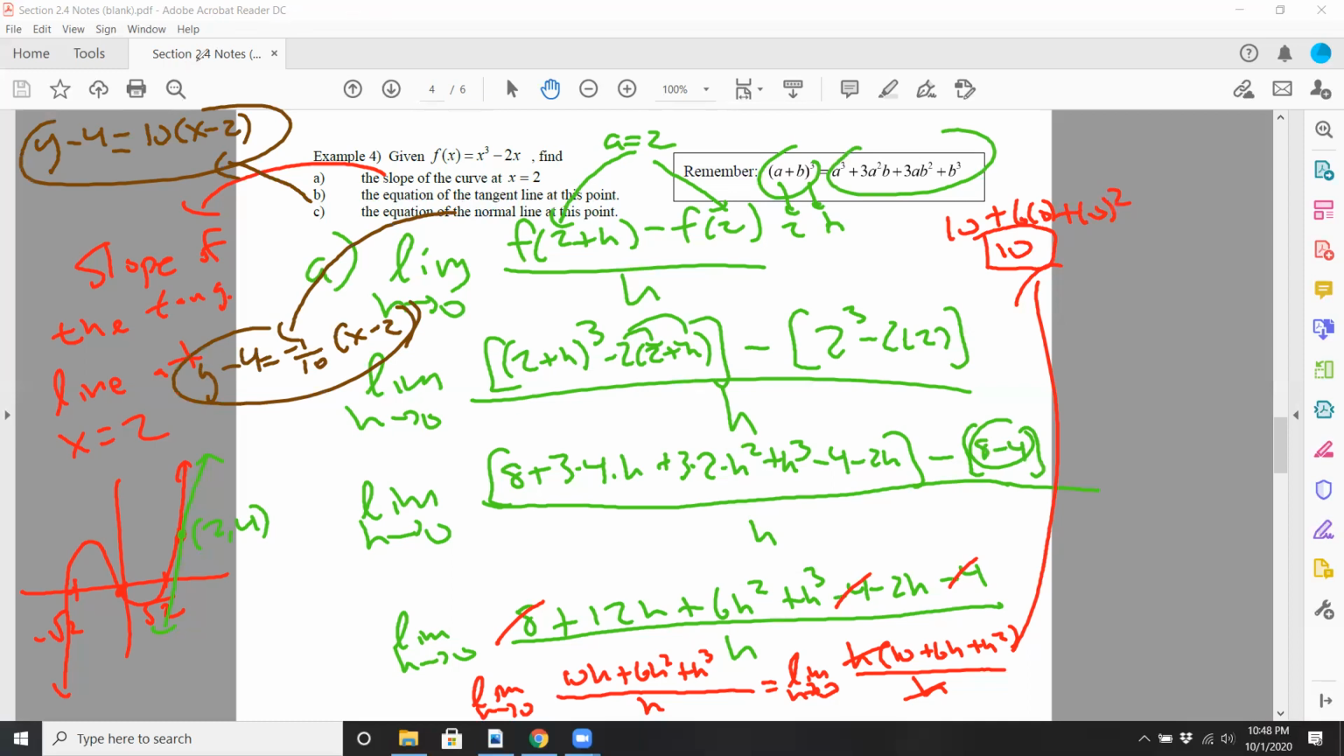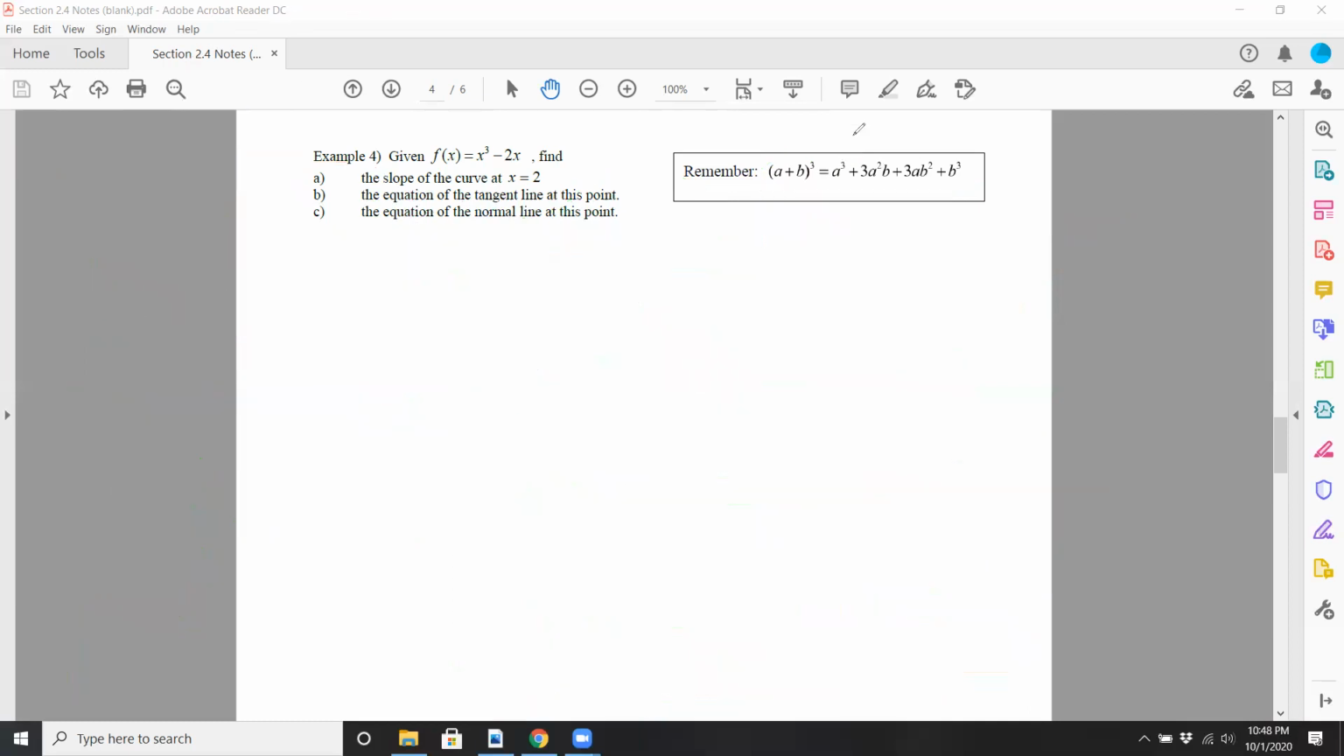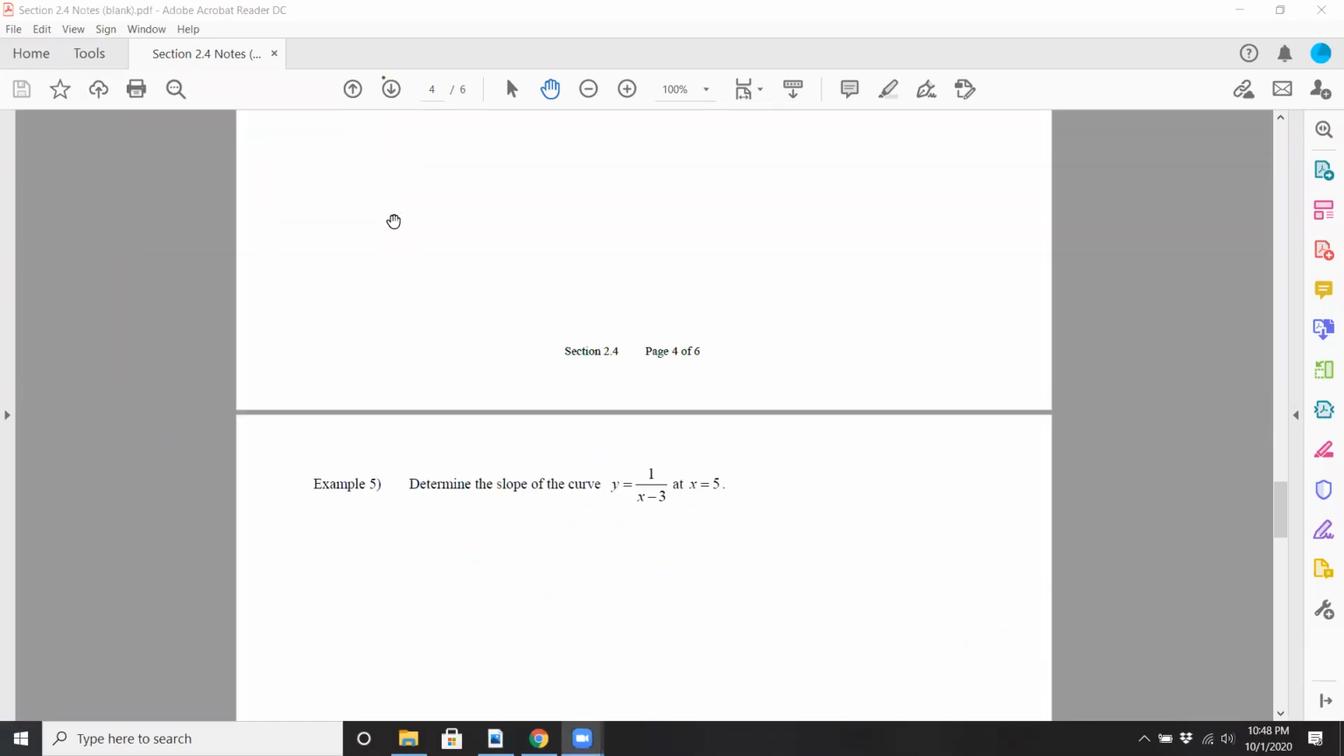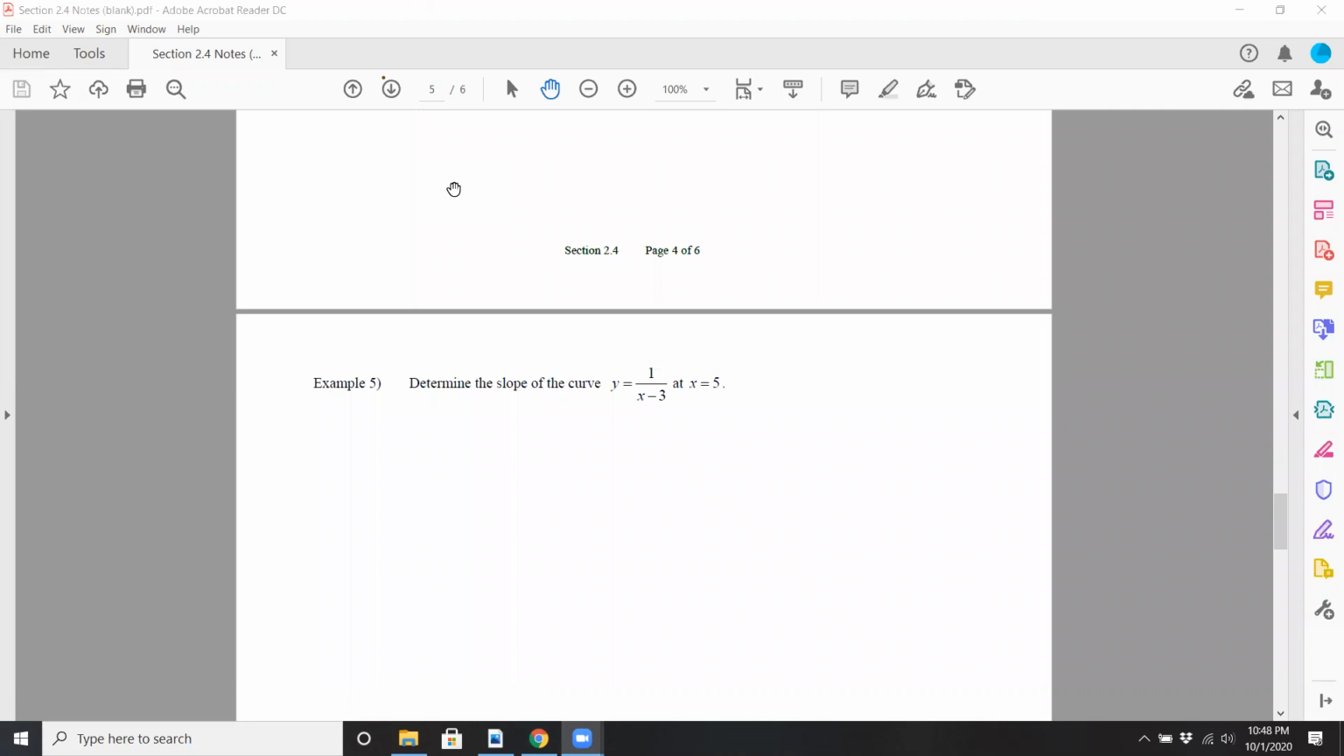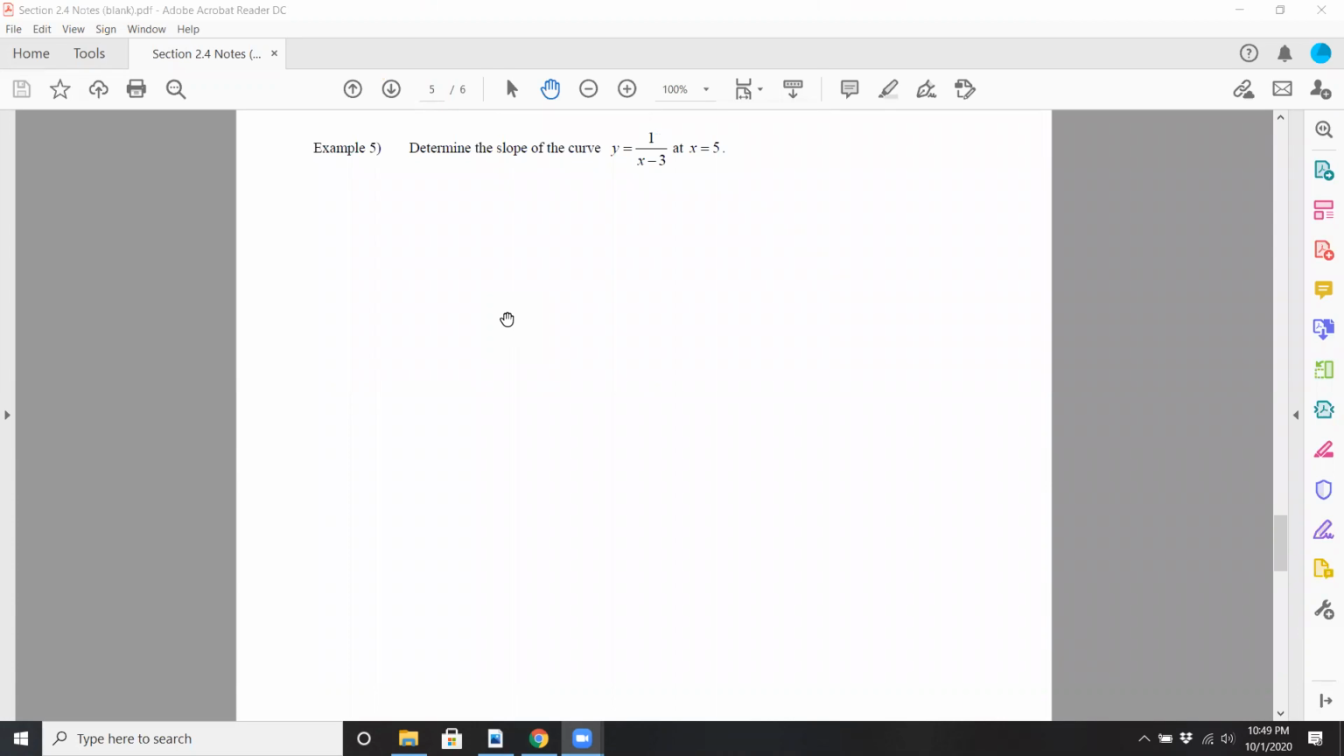Okay, I'm going to clear the screen and move on to example 5. Example 5. Okay, determine the slope of that curve, y equals 1 over x minus 3, at x equals 5. Graphically, it looks like this. Vertical asymptote at 3. Horizontal asymptote at y equals 0. If you know your rational functions. So x equals 5 is going to be somewhere over here, probably. So I'm probably expecting a negative slope. But let's work it out.